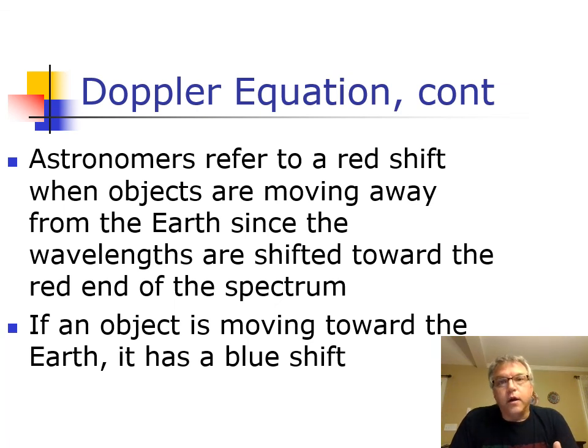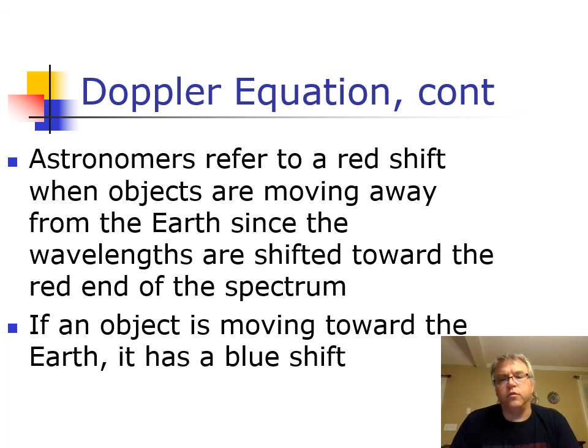You may have heard of the terms redshift and blue shift. Those are terms that are used in astronomy to refer to whether objects are moving away from the Earth or toward the Earth. Objects are redshifted when they are moving away from the Earth because the relative motion between the objects is away. The wavelengths are going to be shifted toward the red end of the spectrum. And they are blue shifted when objects are moving toward the Earth because the wavelengths are going to be shifted toward the blue end of the spectrum.